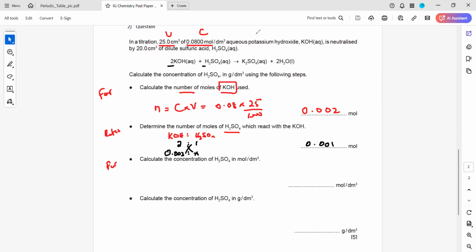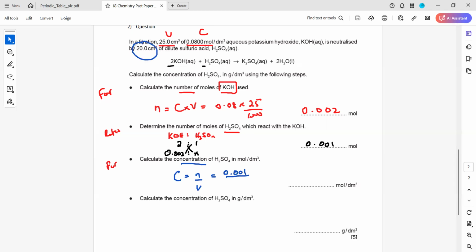Again by formula. So which formula will we use? We need the concentration in mole per dm cube. So we have the formula moles is concentration into volume. Okay, the same formula. So if we need the concentration, we can write concentration is moles divided by volume. It's the same formula, but we rearrange for concentration. How many moles of sulfuric acid are there?